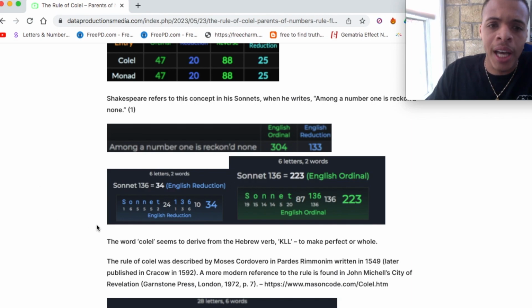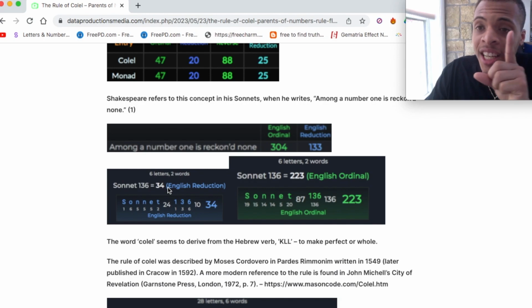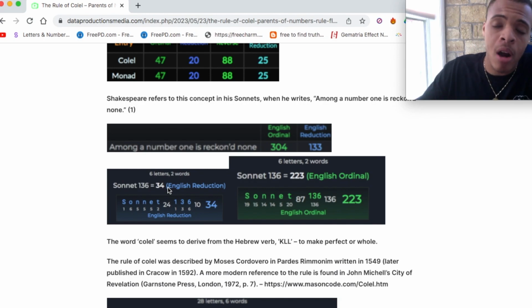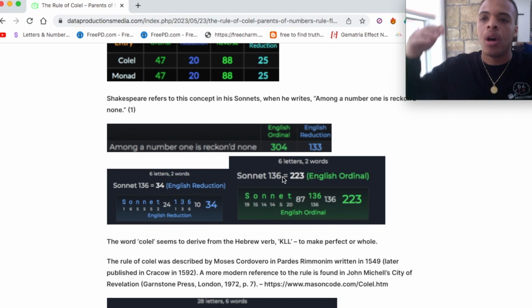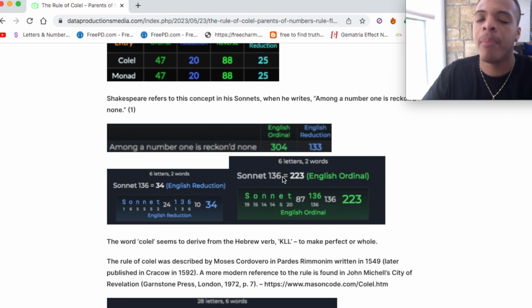And so you like to see that, especially when it equals 34 in English reduction, just one digit away from 33. All right, we know how powerful 33 is. Then we have sonnet 136 equaling 223 in English ordinal. We understand 223 is a scripture, powerful, energetic number when it comes to scripting and writing and whatnot. But also, it's one digit away from 222, which is all about control, having structure, putting things in a box. Man, William Shakespeare coded all up and down.